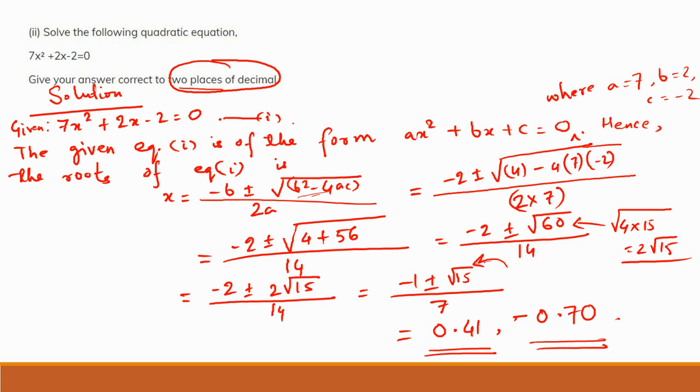You should keep it up to two places of decimal. You will be given a table, just put that value here and do this calculation: minus 1 plus minus, there are two values you will get, divide by 7, and then this should be the final answer. I did this calculation before, so I just wrote the answer. It's pretty simple actually. Okay, let's move to the next question.